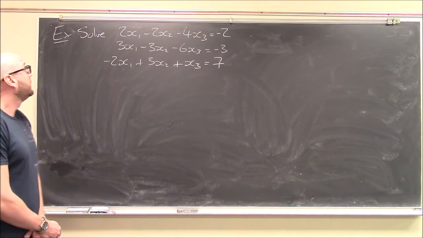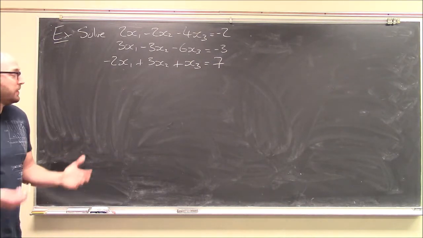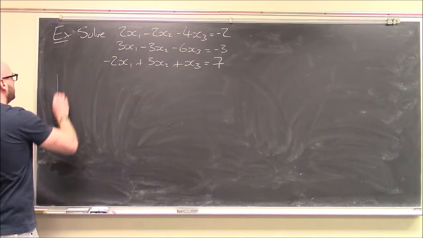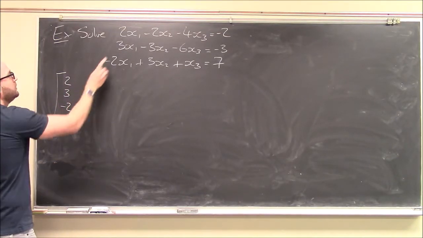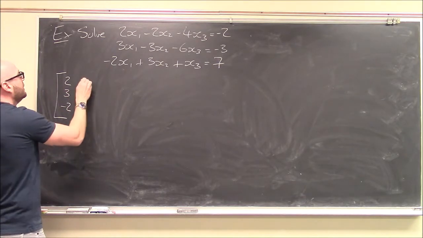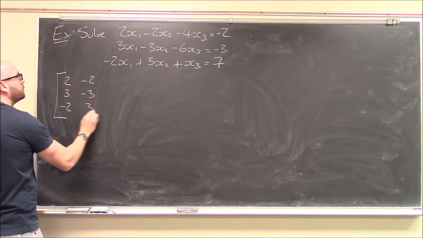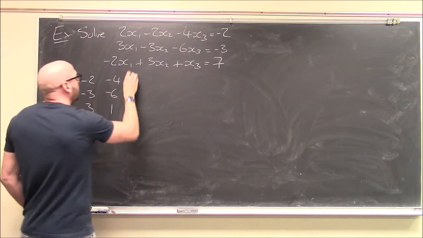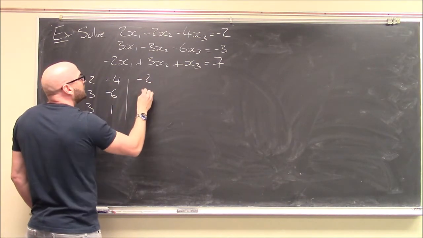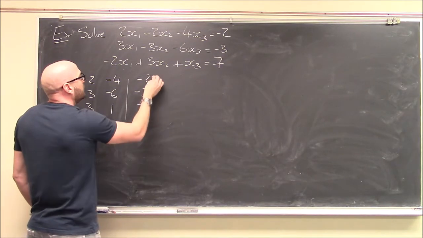Okay, here's another system. We want to solve it. First thing I'll do is write down the augmented matrix. 2, 3, minus 2, just going column by column. Minus 2, minus 3, 3, minus 4, minus 6, 1. Augmentation bar, minus 2, minus 3, 7.